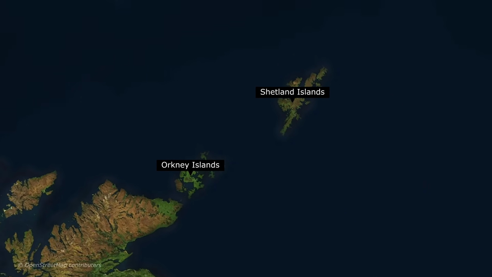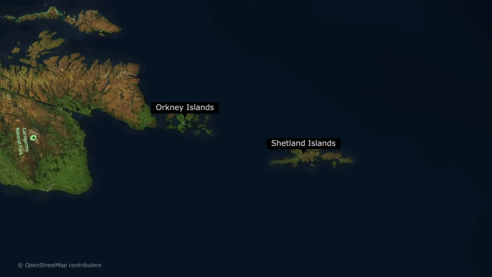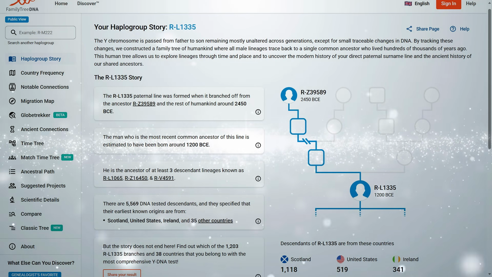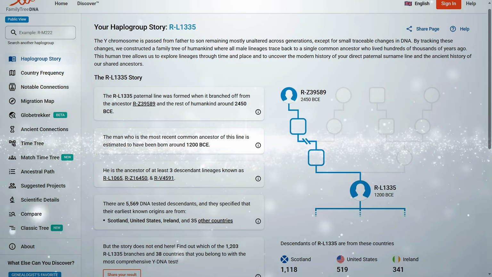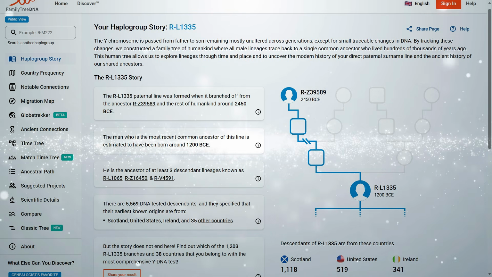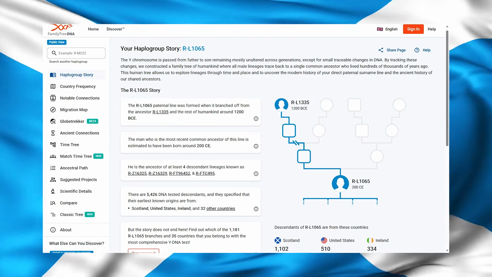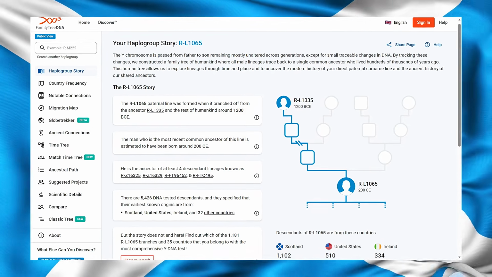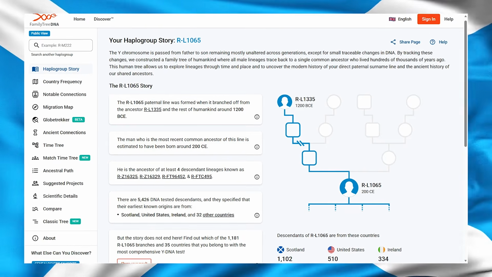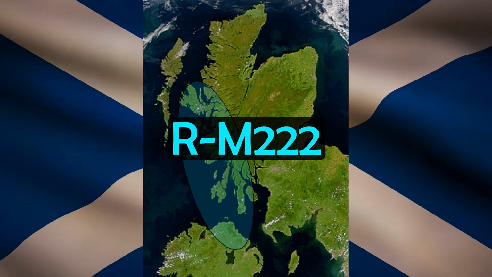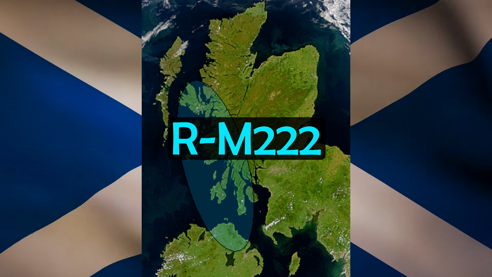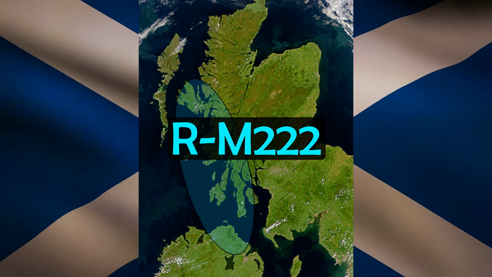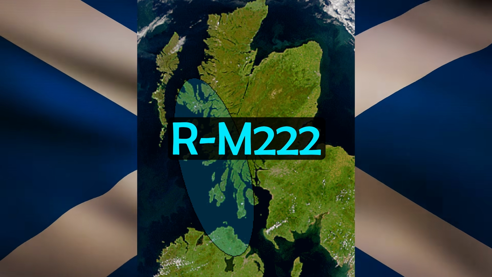Now, as far as some more refined branches, a common branch of R1b-L21 in Scotland is R1b-L1335. Now, there are a few different branches of this haplogroup, but the particular Scottish cluster of this branch is R-L1065, which is connected to Clan Campbell and Clan MacLaren. Another branch worth mentioning is R-M222, often associated with Gaelic lineages. It is very high in Ireland, but is also elevated in Western Scotland given this genetic corridor.